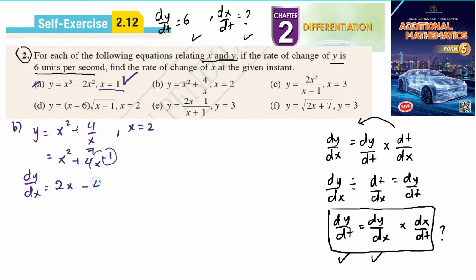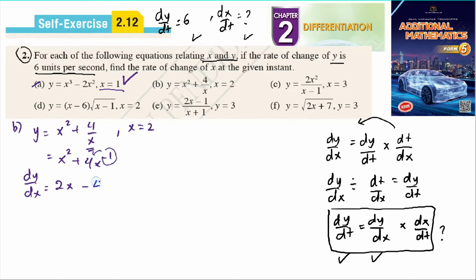So negative 2, we can bring it down, x squared. So we know that x is equal to 2. dy over dx is equal to 2 times 2, minus 4 divided by, x is 2, right? 2 squared. So 4 minus 4 divided by 4. 4 minus 1, which is equal to 3. So dy over dx is equal to 3.